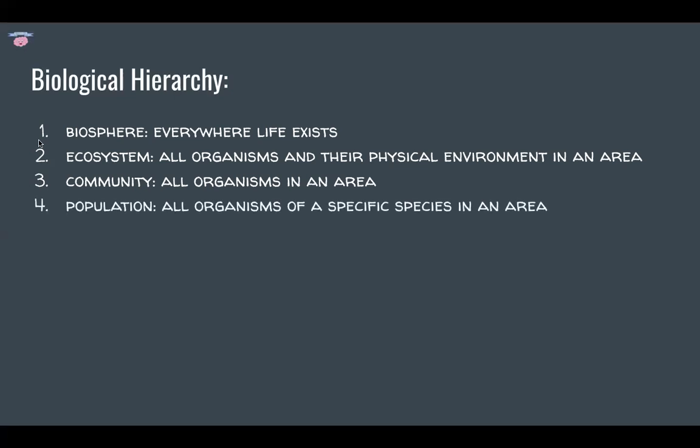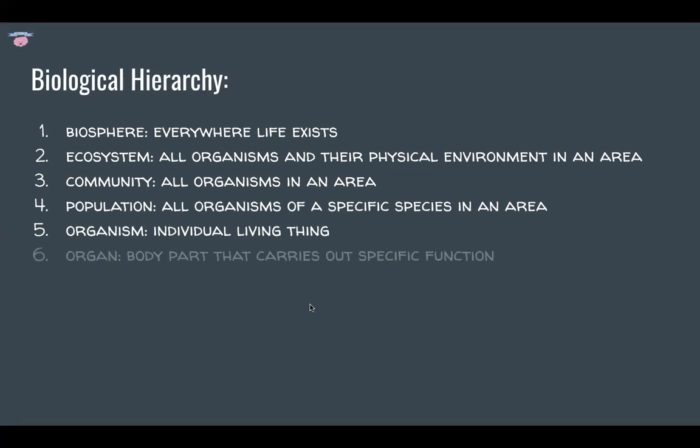Next is a population, which is all organisms of a specific species in an area. This could be just all the crocodiles in the Amazon rainforest. The next level, organism, is an individual living thing. Let's say there's a crocodile named Stuart who lives in the Amazon rainforest. He would be an organism.